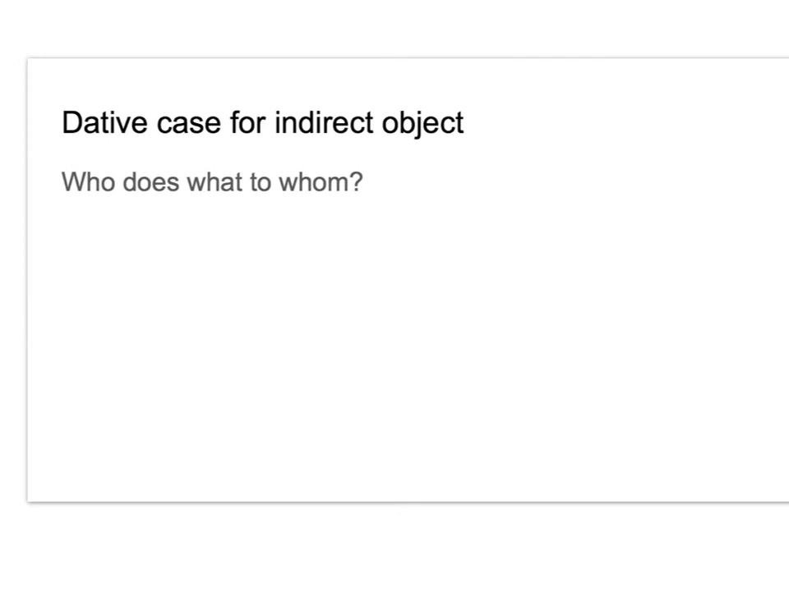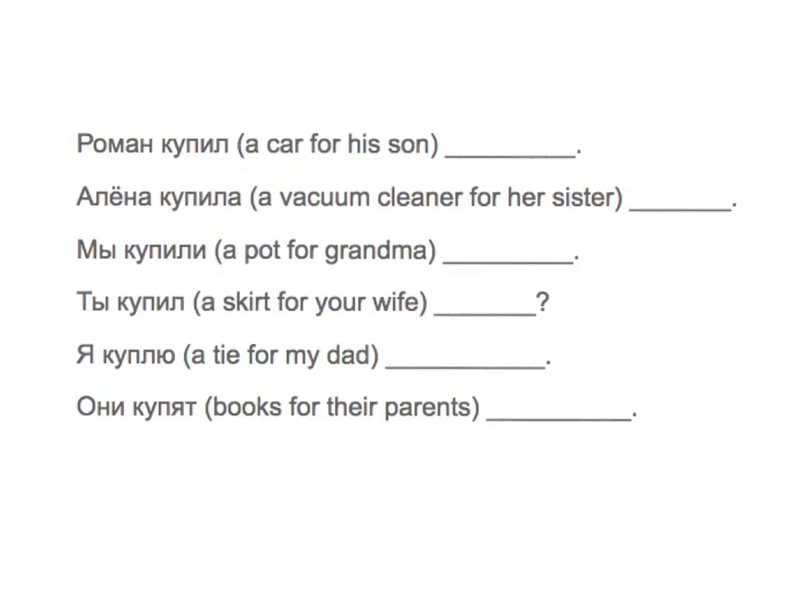So this is dative case for indirect object. If that means something to you from when you studied grammar in English or in other languages earlier. Who does what to whom? Who is the subject? What is the direct object, which in Russian is in the accusative case? And to whom is the dative. This is indirect object. To or for whom some action is taken. Try these. First, identify what is going to be in the accusative case, what's the direct object, and what's going to be in the dative case, indirect object.